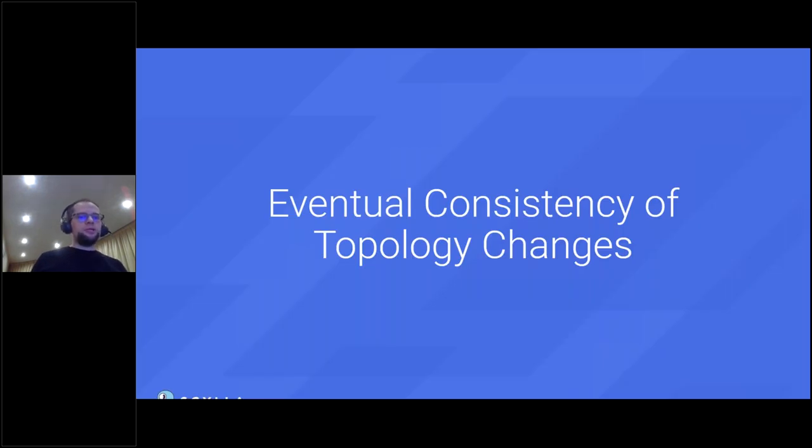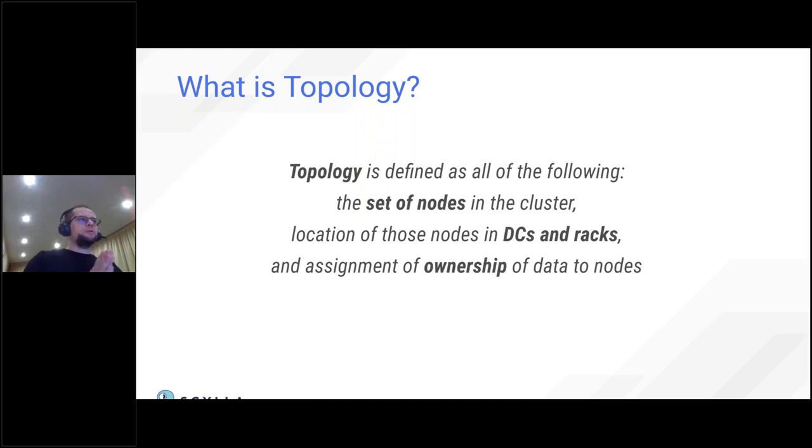So with topology changes, the problem is similar. You should be able to perform some topology changes when some of the nodes are down. So the question is how useful it is to you that the topology change information is propagated in an eventually consistent manner. But first, define what is topology.